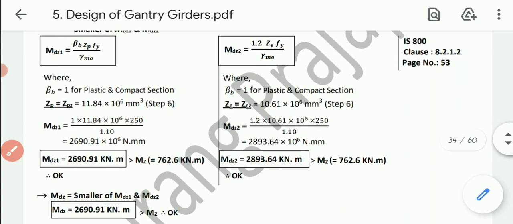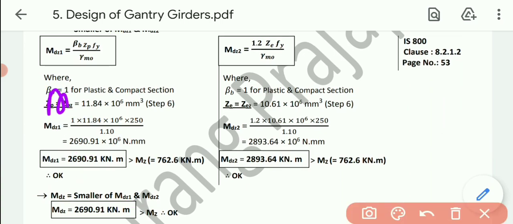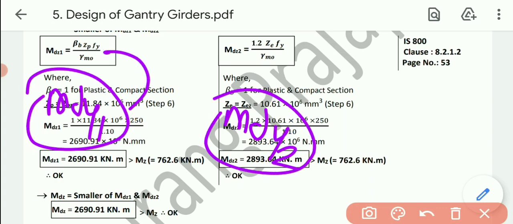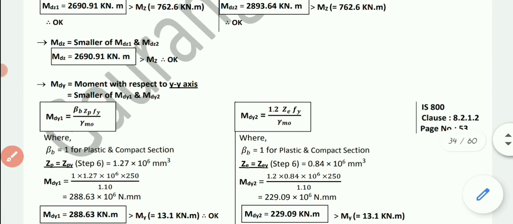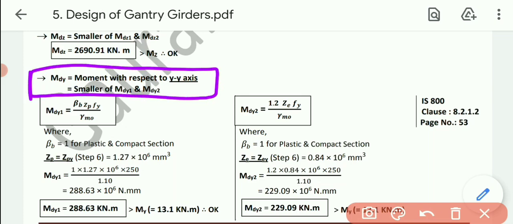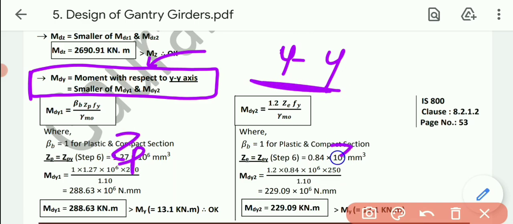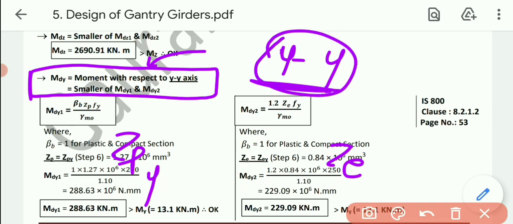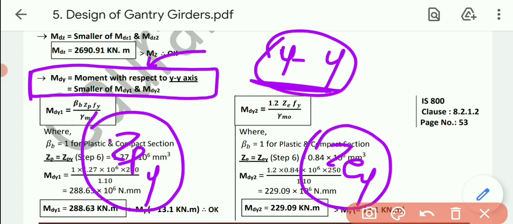Now similarly we need to use the same formulas for MdY1 and MdY2, and MdY will be the smaller of these two. I will use the same formula for this one. MdY means moment with respect to the YY axis. Again two unknowns, Zp and Ze, are there, but as we are calculating moment about the YY axis, this time we will take Zp equals Zpy and Ze equals Zey. That's the basic concept of this one. Hope you have got this.